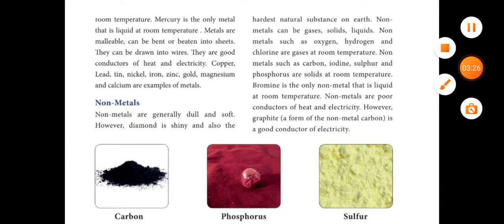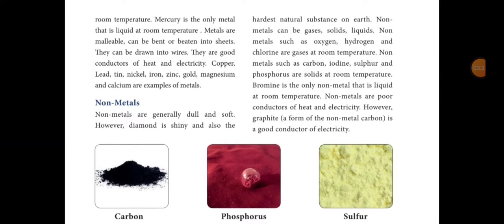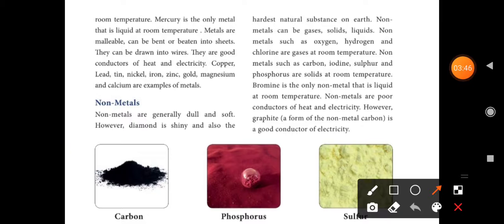Non-metals. Non-metals are generally dull and soft. Diamond is shiny and also the hardest natural substance on the earth. Non-metals can be gases, solids or liquids. Non-metals such as oxygen, hydrogen and chlorine are gases at room temperature.